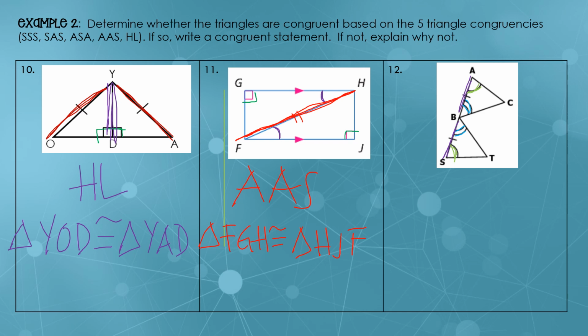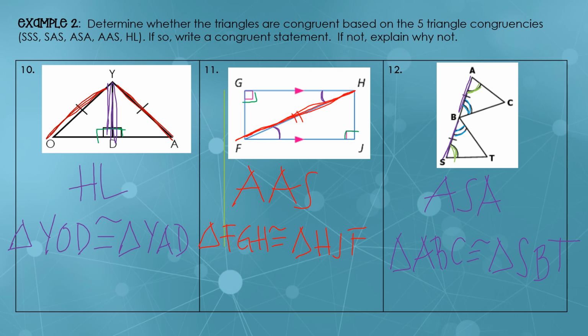All right, so we know it's angle, side, angle. We just got to get our congruent statement. I'm going to call the triangle on the top ABC. I'm just going to pay attention to my congruent marks. A has one mark, S has one mark, B has two marks, B has two marks, and then C has no marks, and T has no marks.